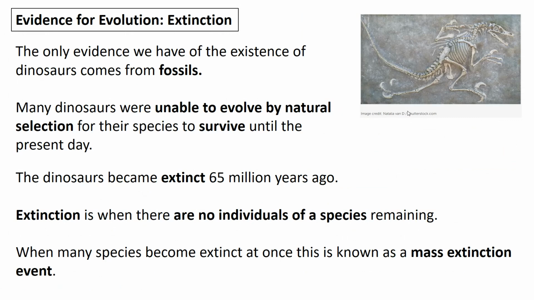We also have evidence for evolution in the idea of extinction. So we have fossils of dinosaurs, which we know are no longer able to survive. So many dinosaurs were unable to evolve by natural selection for their species to survive to present day. The dinosaurs actually became extinct 65 million years ago, and extinction means when there are no more individuals of a species remaining. So when many species become extinct, like the dinosaurs, we call that a mass extinction event.